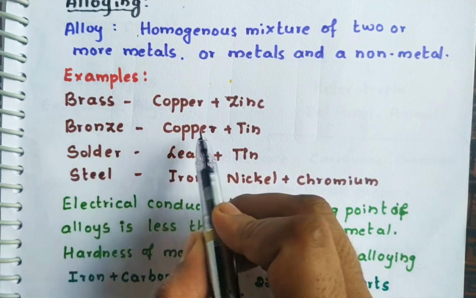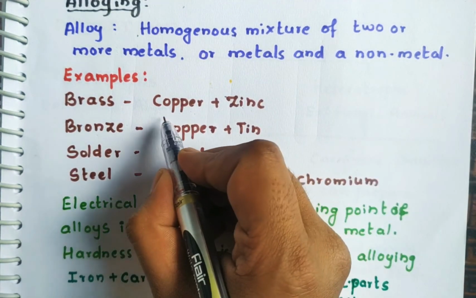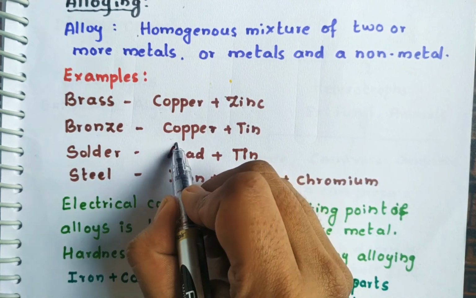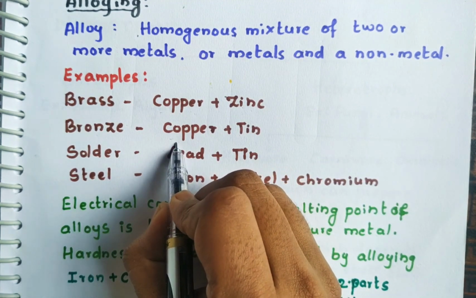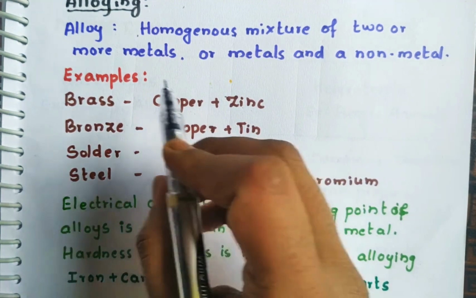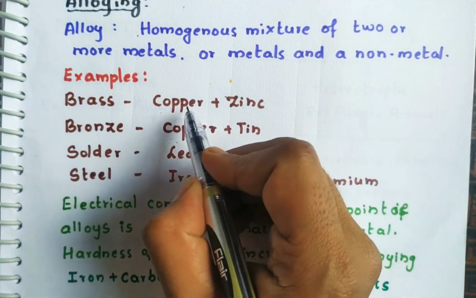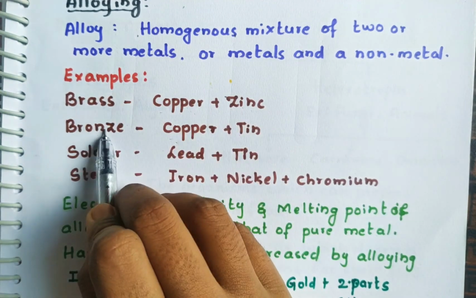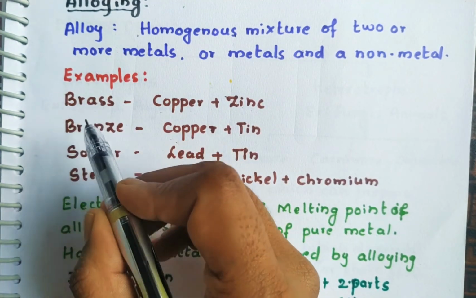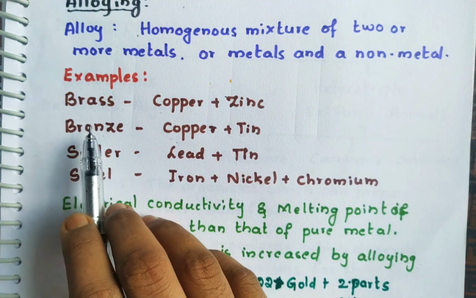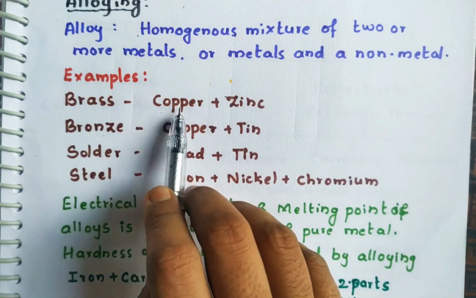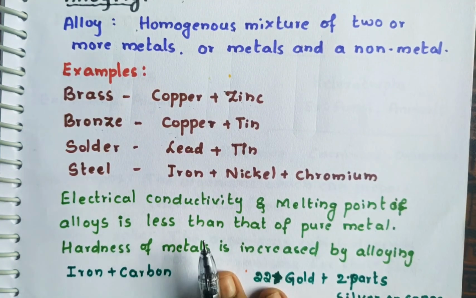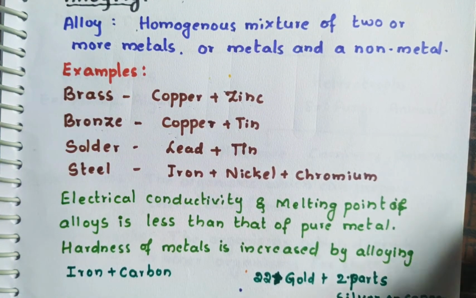See, brass is an alloy of copper and zinc. Bronze is an alloy of copper and tin. Let us see copper, and here also there is presence of copper. Copper has very high electrical conductivity, but brass and bronze, which are the alloys of copper, are not good conductors. So we can say that the alloys have less electrical conductivity and less melting point when compared to the pure metal.